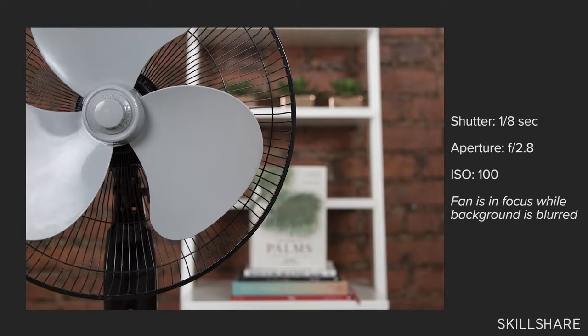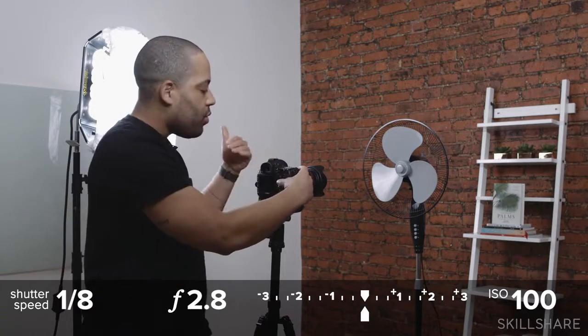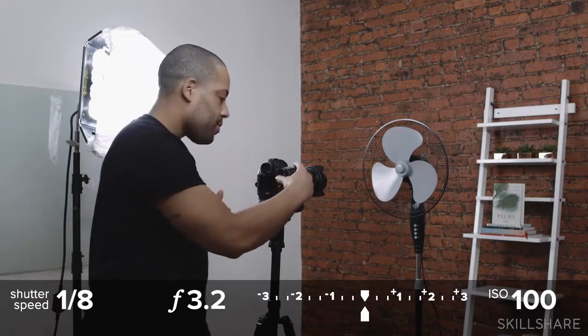So you'll see that the fan is crisp, sharp, and clean, and everything behind the blades is absolutely blurry. Now let's see what we do when we jump halfway to our last value. We're going to go from 2.8 to f11.